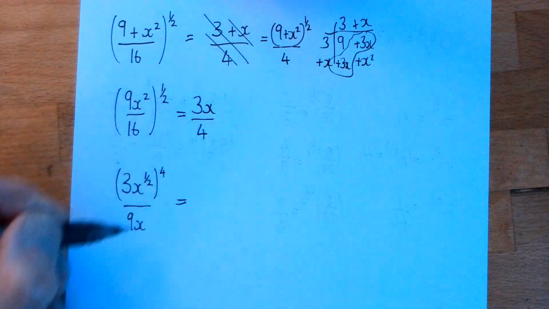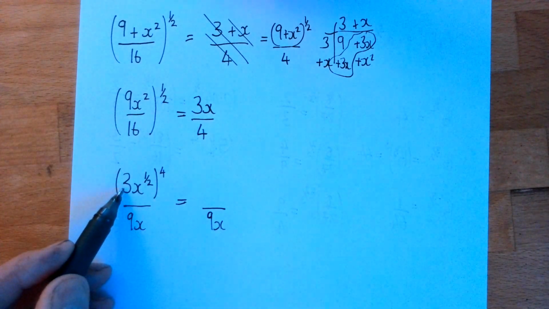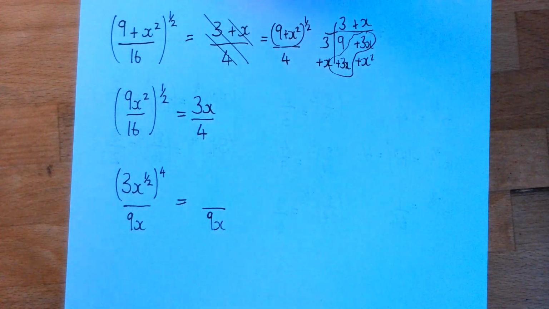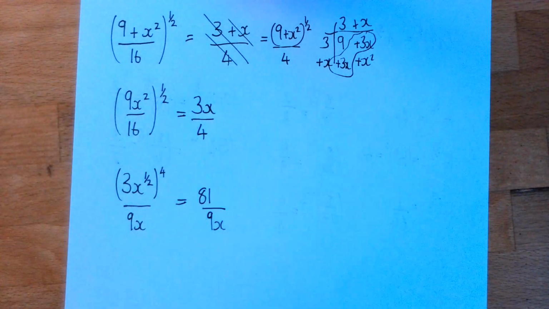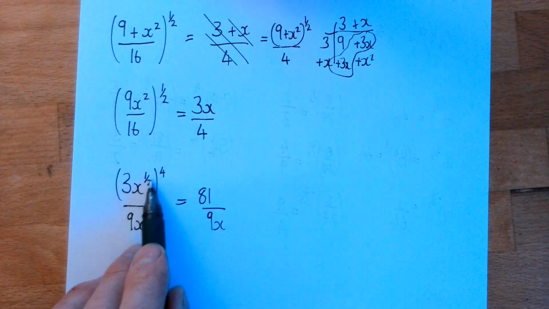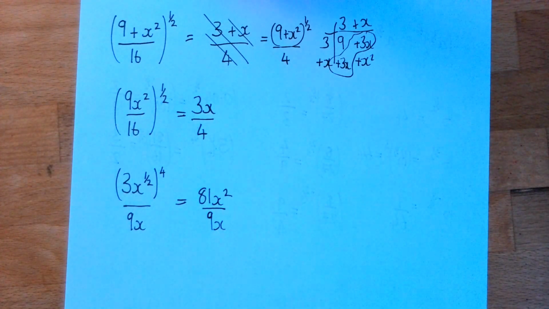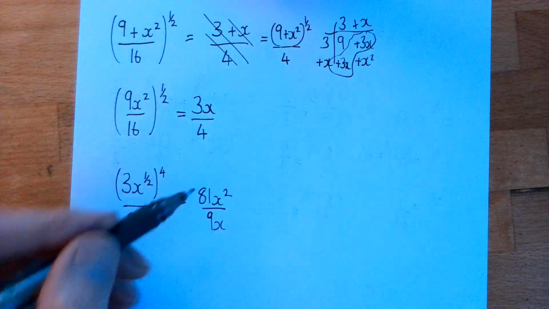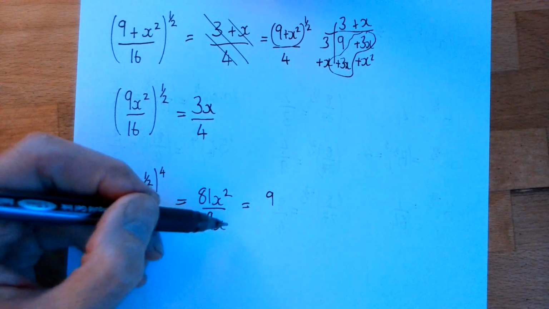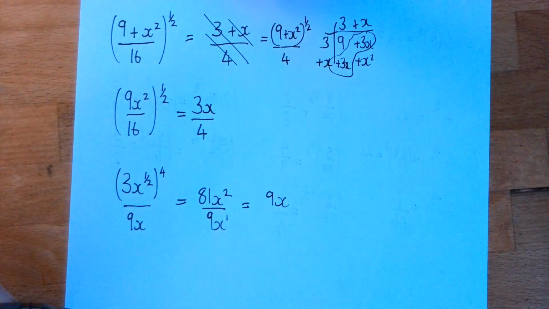Here, the denominator isn't involved in the power, so I'm just going to write that out again. And it's another one of these ones where I've got two things to the power of 4. So 3 to the power of 4, 3 times 3 times 3 times 3 is 81. And x to the power of half to the power of 4, well, remember the rule, multiply, so 4 times a half is 2, so that's x squared. And final answer, well, no, I can do some simplifying here, can't I? I've got 81 divided by 9, so that simplifies down to 9. X squared divided by x to the power of 1, that's just x to the power of 1, x.